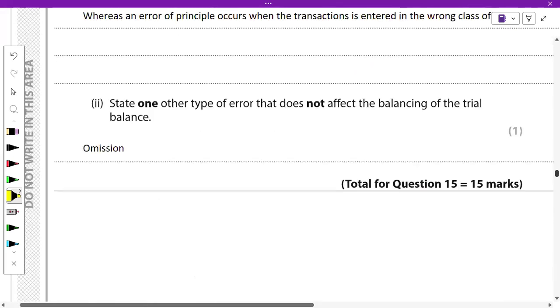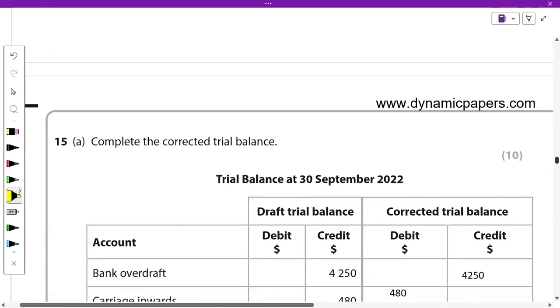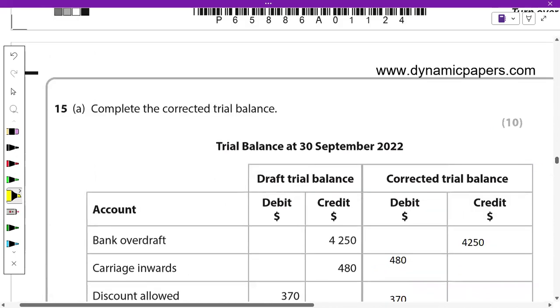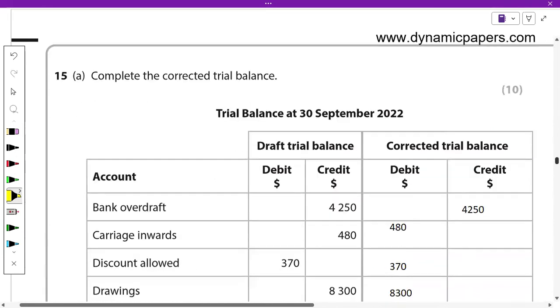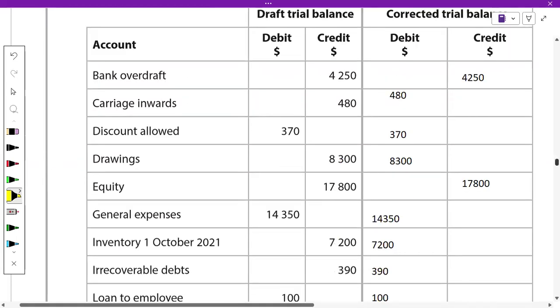Okay, so we are done with question number 16, and now we are going to move forward. So this is question number 15. In this particular question, we have to correct the trial balance, the trial balance at 30 September 2022. So we have the draft trial balance here, and we have to correct it.